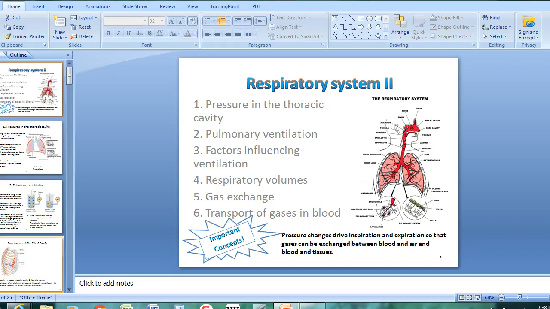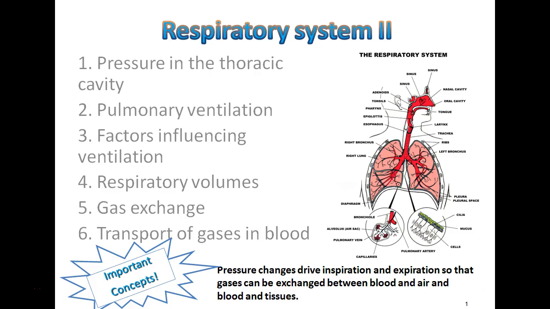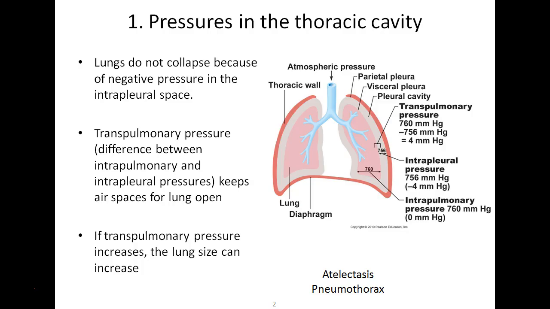Welcome to part two of the respiratory system of the human body. Last section we looked at some gross anatomy and some microscopic anatomy of this respiratory system. Here in part two we're going to look at some pressure and some volumes. The idea is that pressure is going to drive inspiration and expiration. So let's look into how pressure changes in this respiratory system.